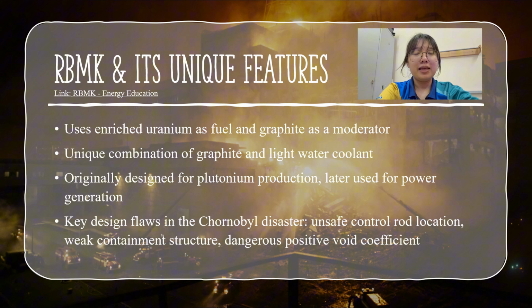Next, the RBMK and its unique features. RBMK is a Soviet-designed nuclear reactor that used enriched uranium as its fuel. It is a rather unusual design as it uses graphite as its moderator and was designed for plutonium production, but was also used extensively for electrical generation. The combination of graphite as a moderator and light water as coolant is unique to this reactor, as no other reactors in the world use both.